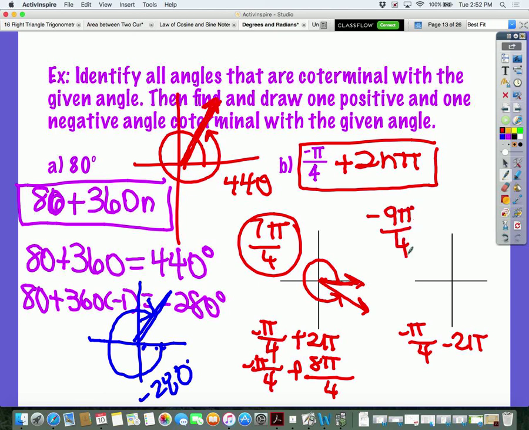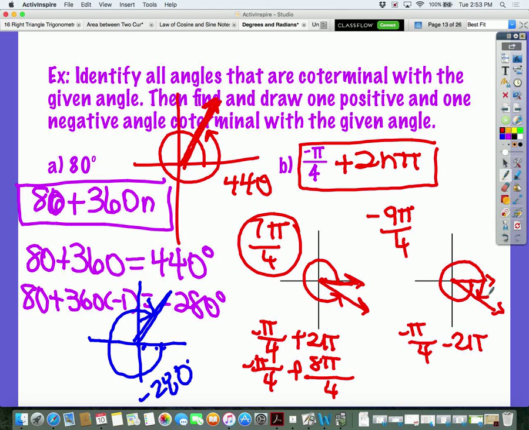Over 4. Now you do have to keep it in radians, because if they give you a radian to start with, all your answers should be radians. Alright? So I have my initial side on my x-axis, my terminal side in the fourth quadrant. To get a negative angle, I'm going counterclockwise or clockwise? Clockwise. From your initial side, I go around one full time, and then another pi over 4. There you go.